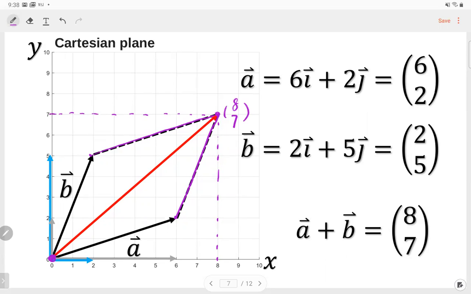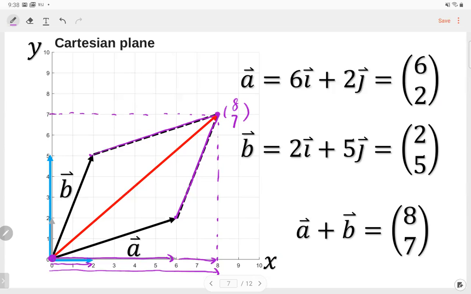From the diagram, we know the new vector, the diagonal, has an x component. This is the x component of the new vector, the addition vector. And this component is equivalent to the x component of A plus the x component of B. The x component of B is 2, right? This blue line has a length of 2. So I just move to here. So you will find that the x component of this diagonal is equivalent to the x component of A plus the x component of B.